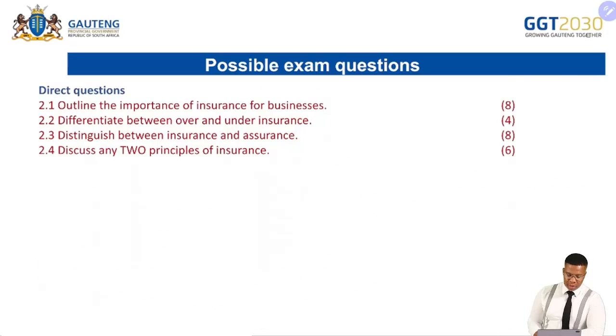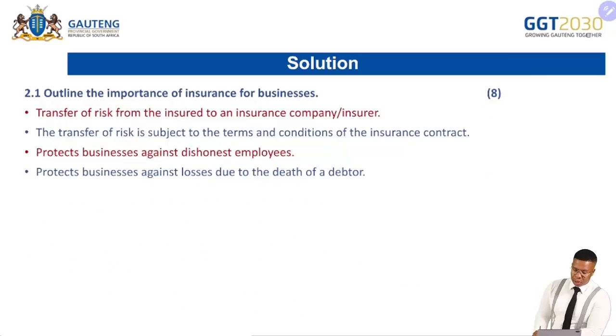And then we have now direct questions. We have 2.1, which can say outline the importance of insurance for the business. And then we also have 2.2, differentiate between over and under insurance. And then 2.3, distinguish between insurance and assurance, together with discussing any two principles of insurance. Let's look into the solutions there.